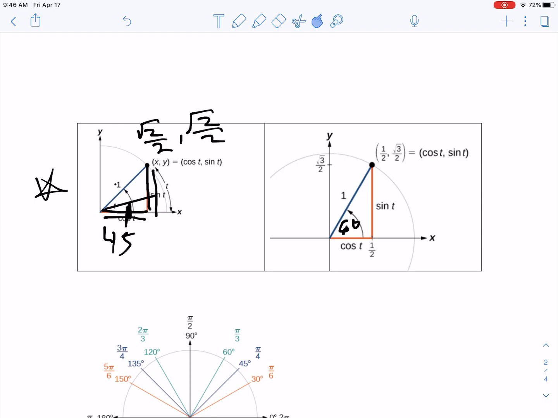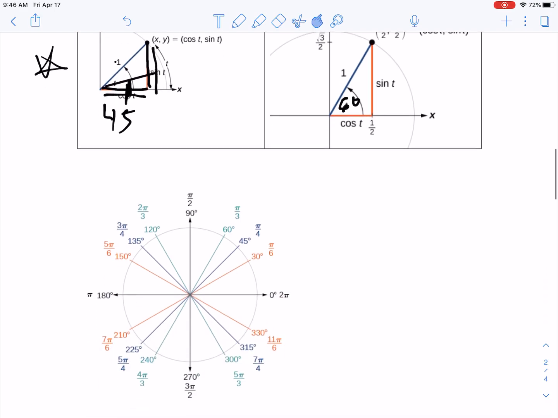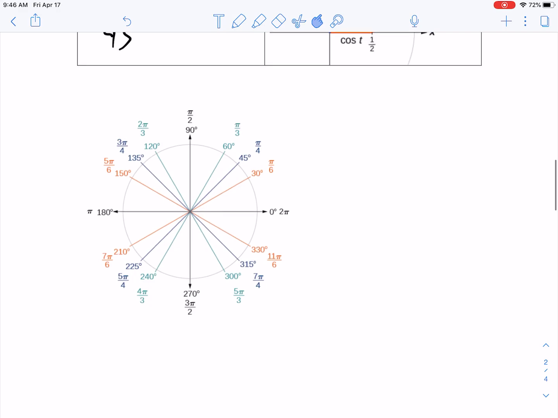Okay, we talked about rotation on a circle as angles in trigonometry. So what I want you to be able to do on day 1 here is fill this out just on the degrees.